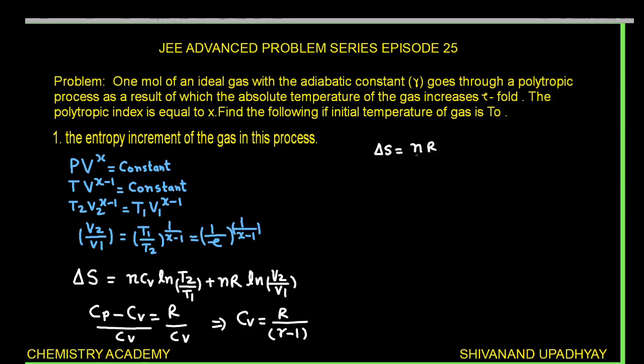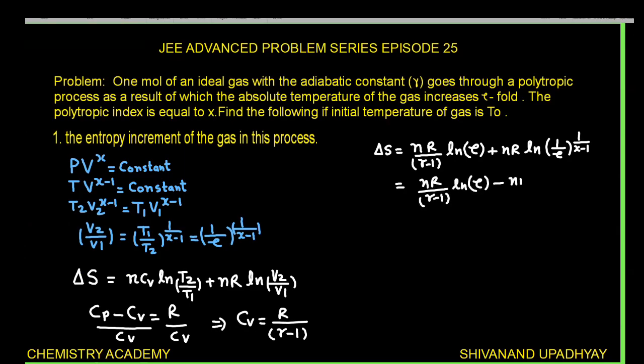Cv is equal to R upon gamma minus 1 ln T2 upon T1. So T2 upon T1 is tau plus nR ln V2 upon V1. So when we are writing this ln V2 upon V1, we can put the value of V2 upon V1 as 1 upon tau to the power 1 upon x minus 1. If I simplify this, I can write that this value is equal to nR upon gamma minus 1 ln tau minus nR upon x minus 1 ln tau.